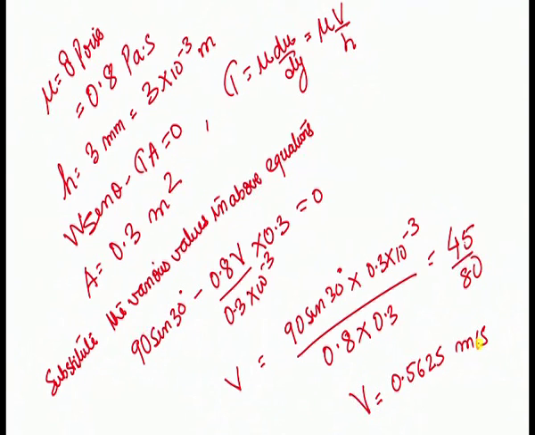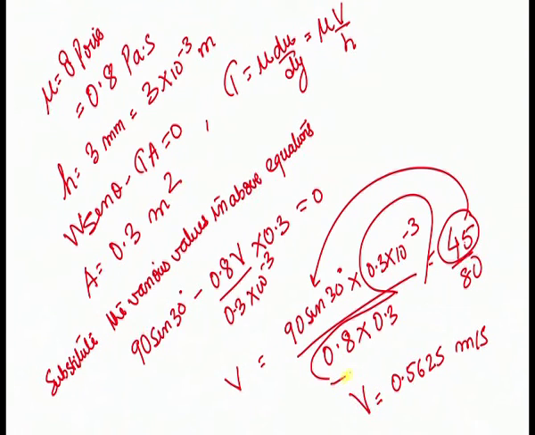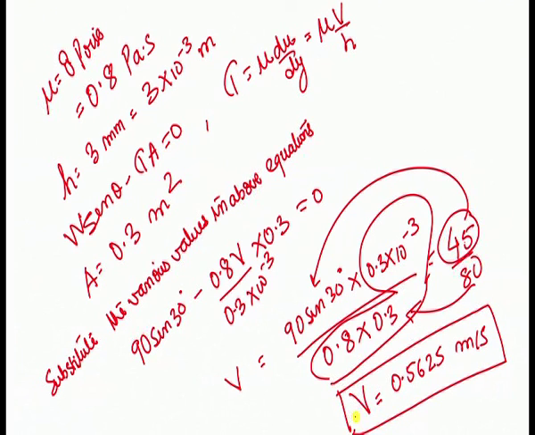We can verify the calculation: 90 sin 30 will be 45, and if you do 0.8 into 0.3 and divide by 0.3 into 10 to the power minus 3, this will give you the value of 80. So how has this been done? This 45 comes from here, and using these two, this comes here. I know you can get confused, that's why I'm trying to point it out. So this gives us the terminal velocity 0.5625 meters per second. Great.